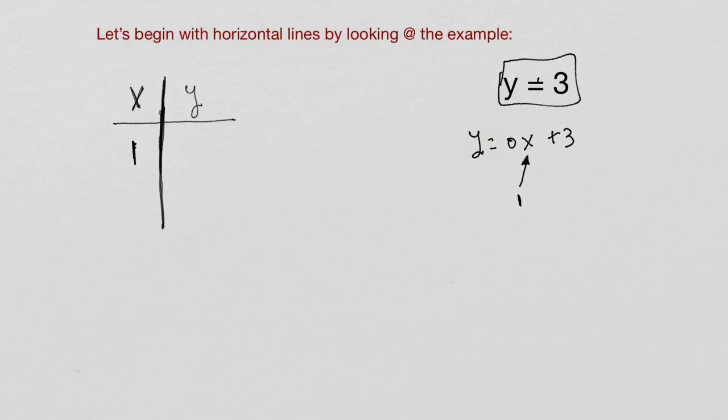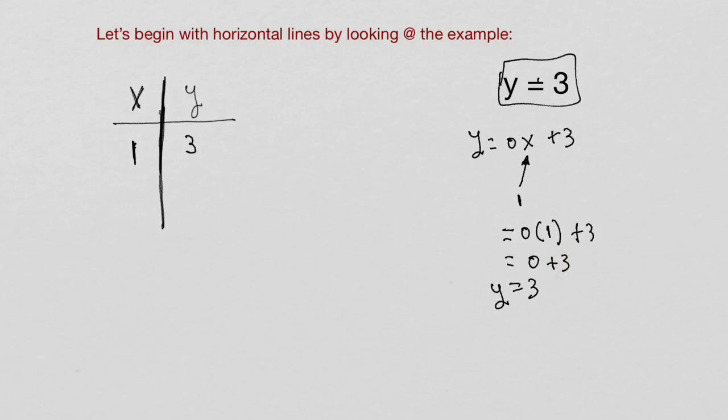So let's compute the algebra. We have 0 times 1 plus 3. Here 0 times 1 is 0, and if we add 3, we get 0 plus 3, which is just 3. So y equals 3. Now, there was nothing special about 1 here. Whatever x value we plug in, it's always going to get multiplied by that 0 and end up canceling out. So our result is always going to be 3.